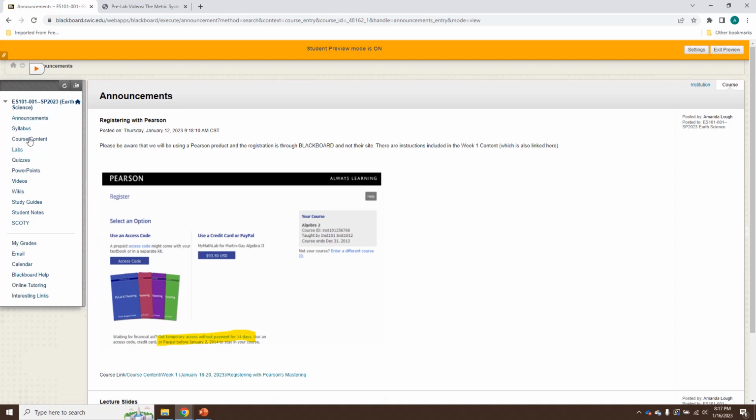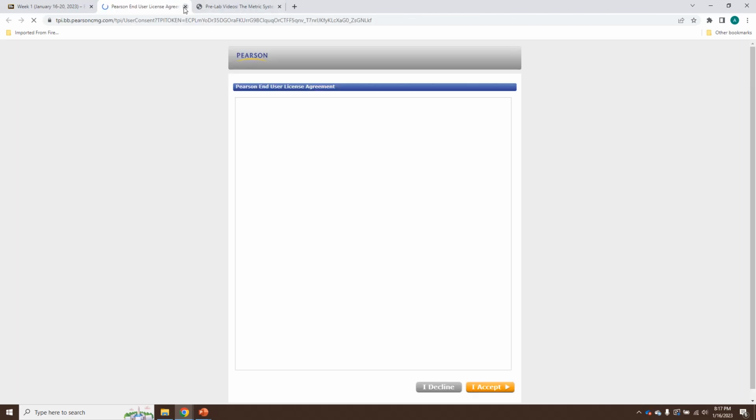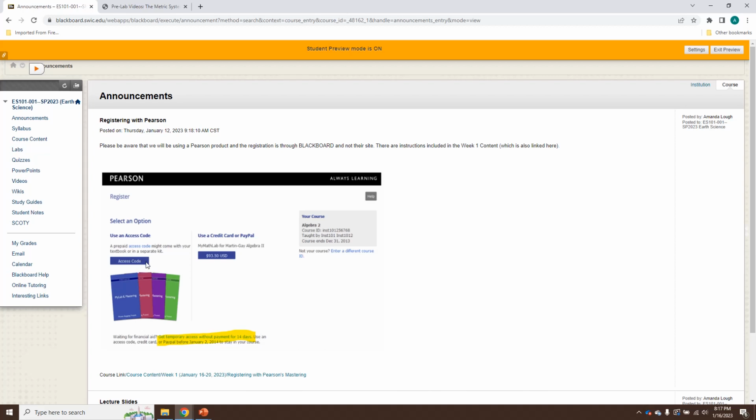And you can also get to it by going to any of these. Anyway, it will ask you to register. You should have an access code that came with your lab manual, and you will input that. If you haven't had a chance to get your lab manual yet, you can do temporary access for 14 days until you get your lab manual, and then enter the access code.